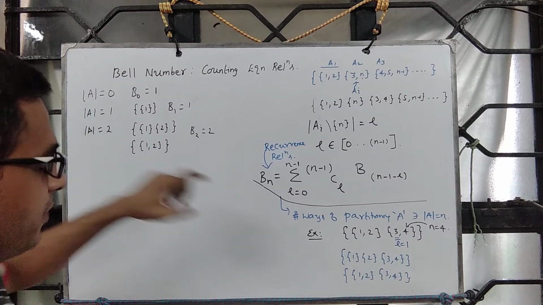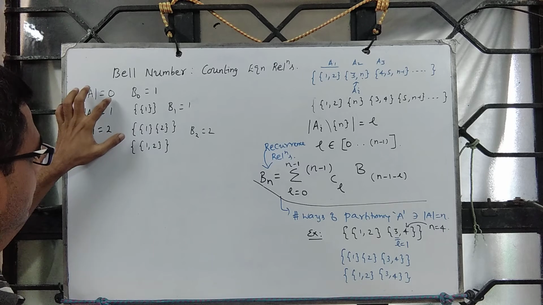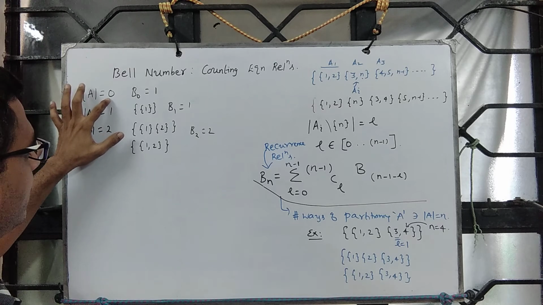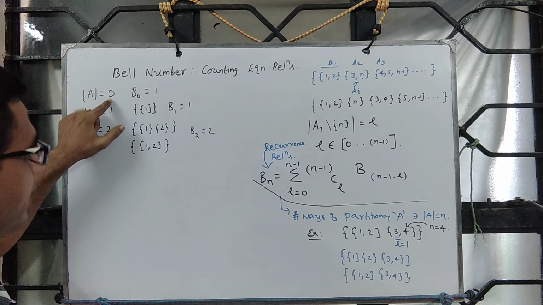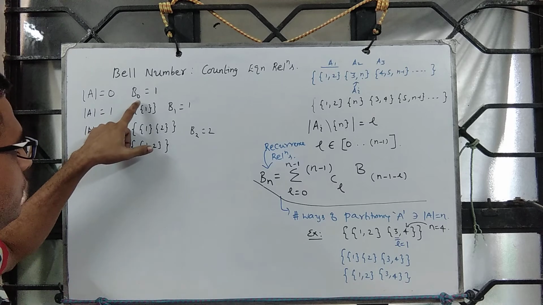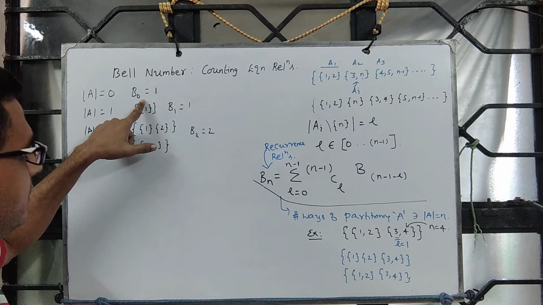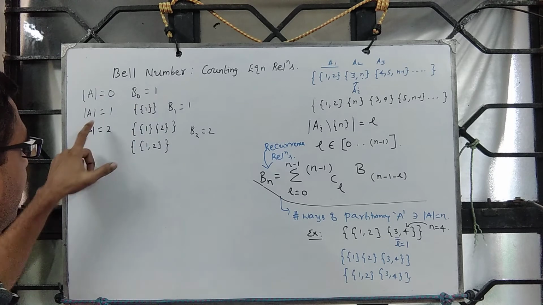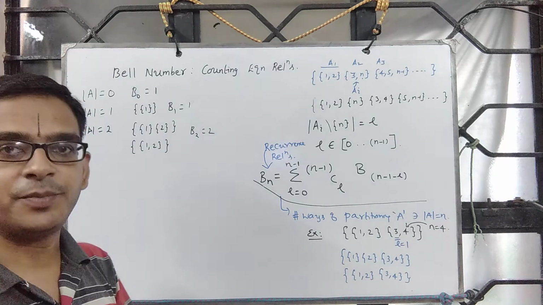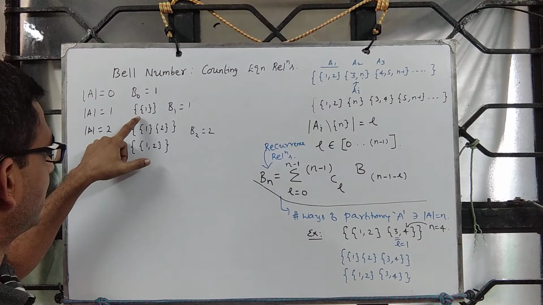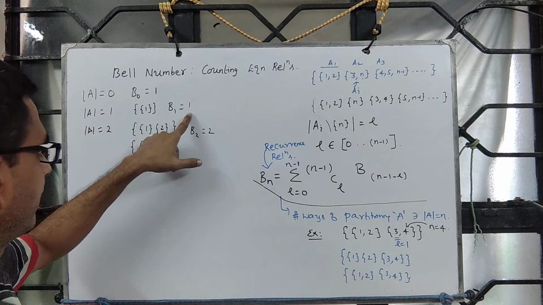Let's look at a couple of values for Bn. When the set is empty, it is vacuously true that it is reflexive, symmetric and transitive. So it is an equivalence relation. There is only one relation, and that itself is an equivalence relation. So the number of such relations is just 1. So B0 is 1. When A is 1, the number of equivalence relations is also 1. The underlying partition, if you see, there is only one way of partitioning. So B1 is 1.